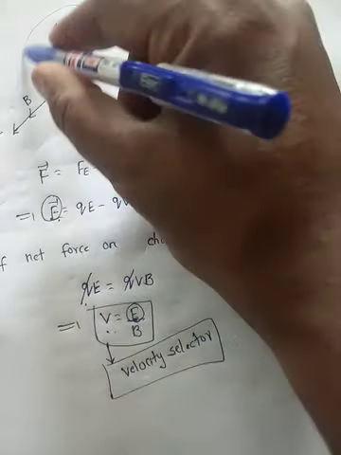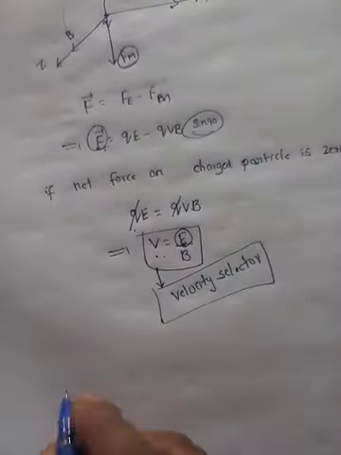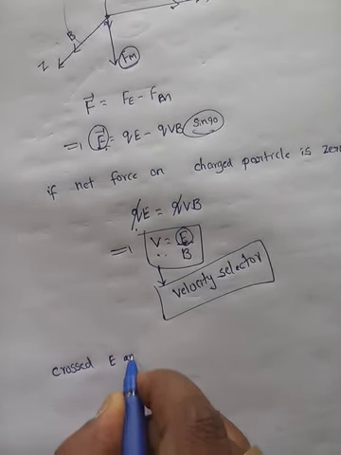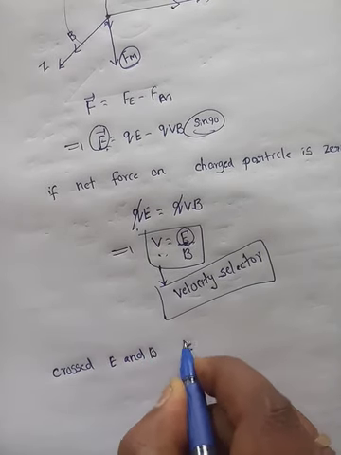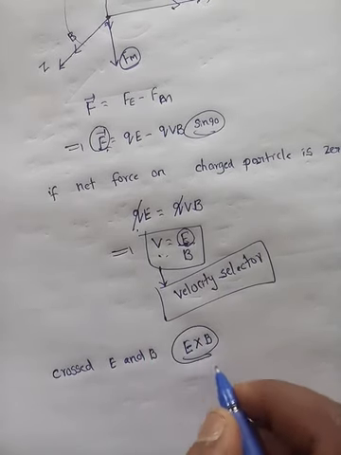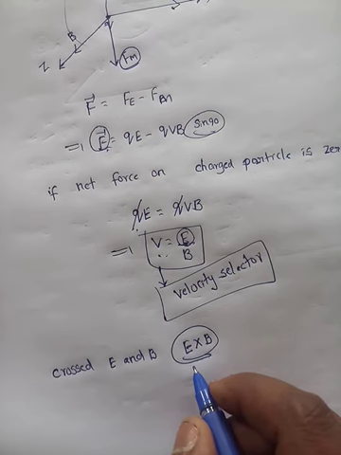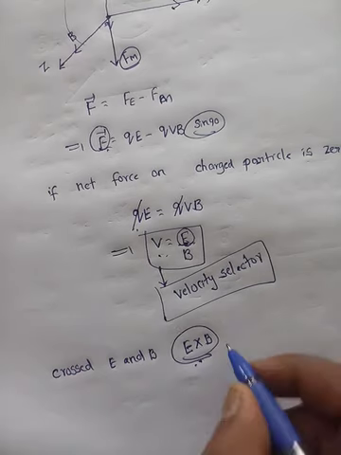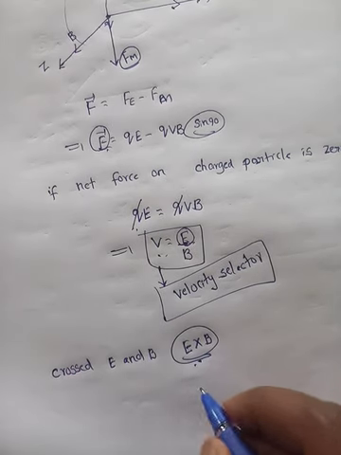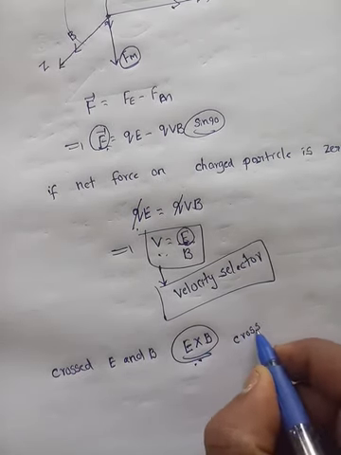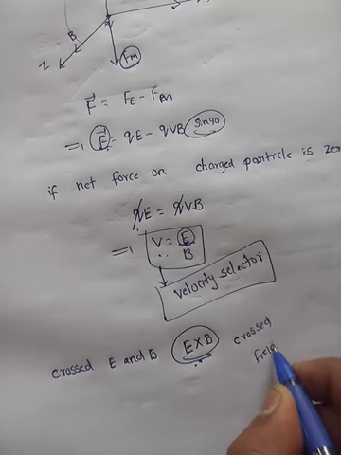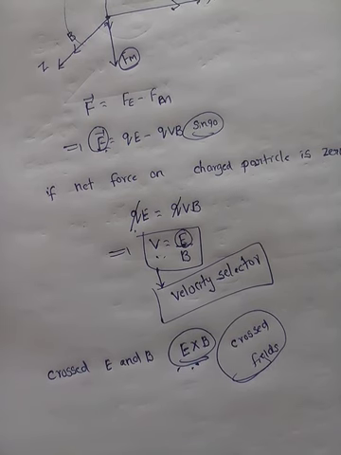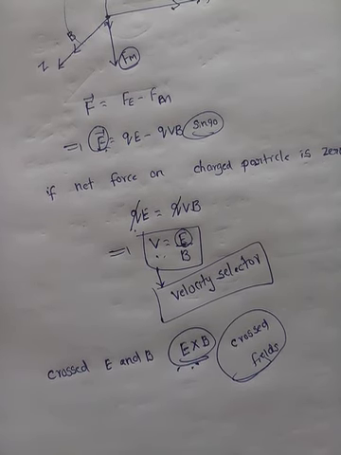Here the fields are perpendicular, so we have a different term, that is crossed electric and magnetic fields. E cross B represents what? They are perpendicular to each other. So we call those crossed fields. What are crossed fields? If the electric field and magnetic field are perpendicular to each other, those are called crossed fields. So now we are saying velocity selector.